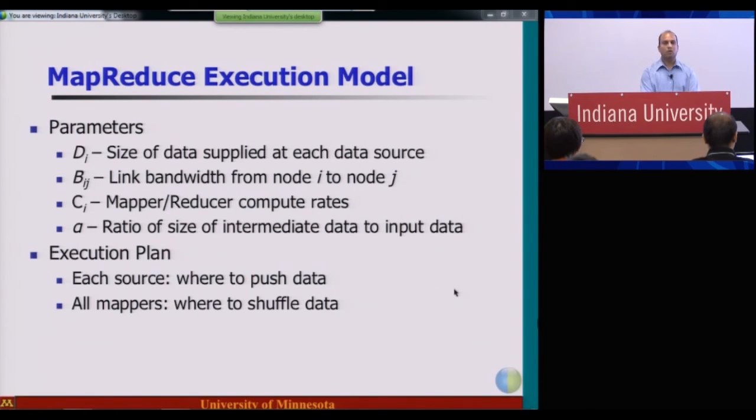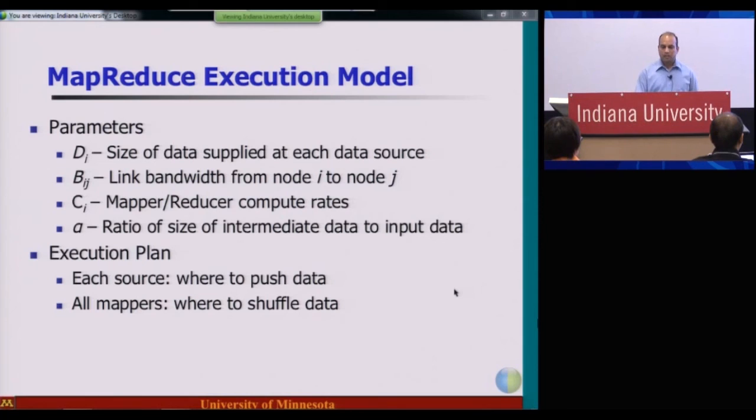So if alpha is small, that means that a lot of the input data is being aggregated together. Okay, so this would be an example of word count where many words appear many times, so you get a lot of aggregation. On the other hand, some applications actually end up expanding the data. And an example of that is building the inverted index that is used for driving the web search engines. So you get a lot of raw data, but then you build additional structures around it and index the data.